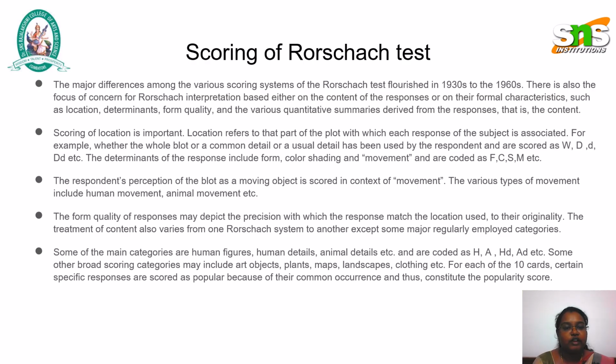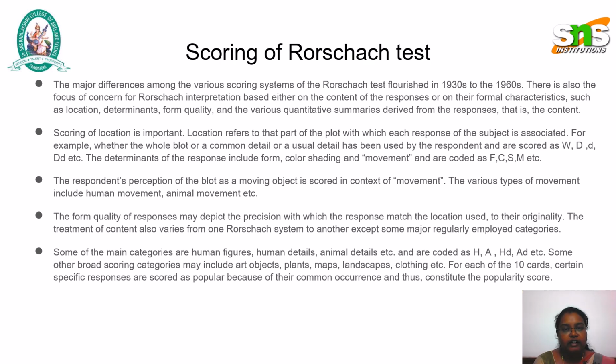The determinants of the response include form, color, shading, and movement and are coded as F, C, S, M, etc. The respondent's perception of the blot as a moving object is coded in the context of movement. The various types of movement include human movement, animal movement, etc. The form quality of responses may depict the precision with which the response matches the location used, or their originality.